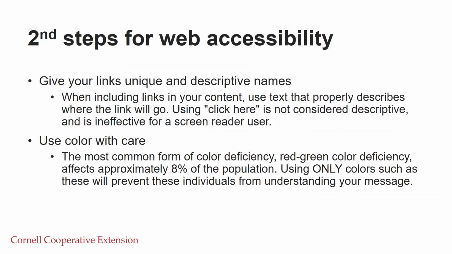Second step for web accessibility: give your links unique and descriptive names. So often when we do hyperlinks, we'll copy a web page link and drop it into a page and not give it any other thought. But when you include links in your content, use text that properly describes where the link will go. "Click here" is not considered descriptive and is ineffective for a screen reader user.